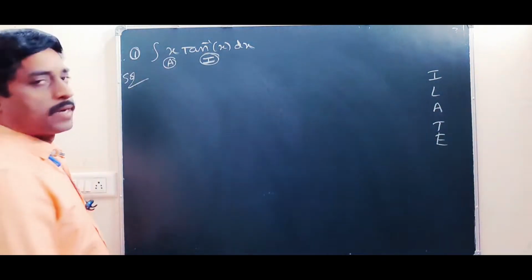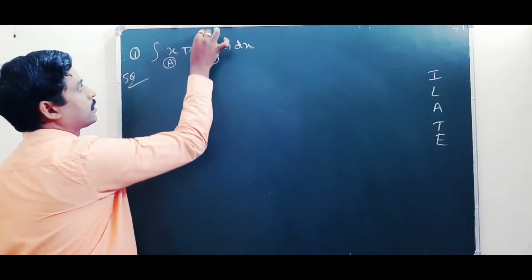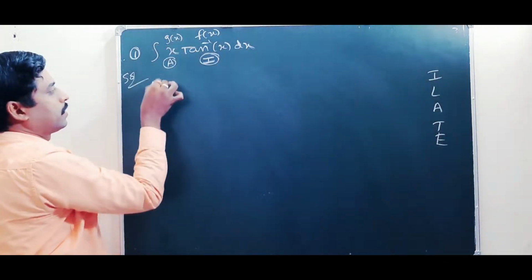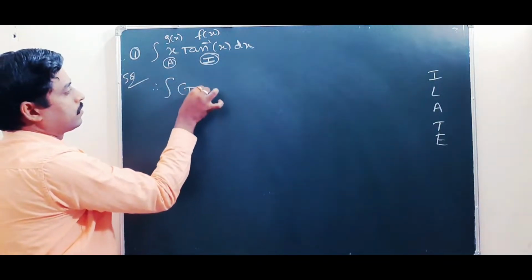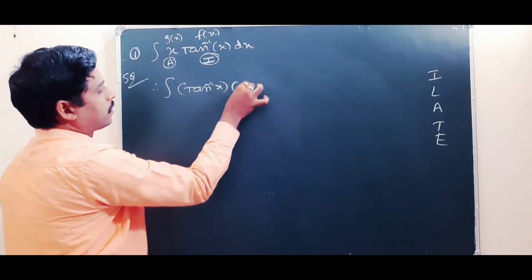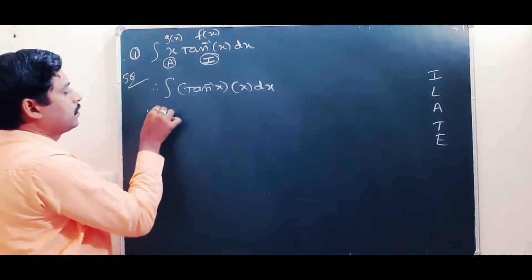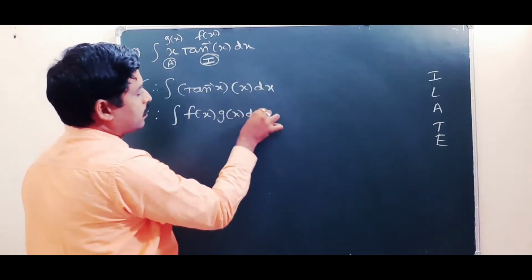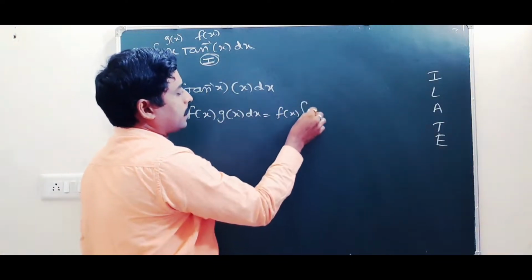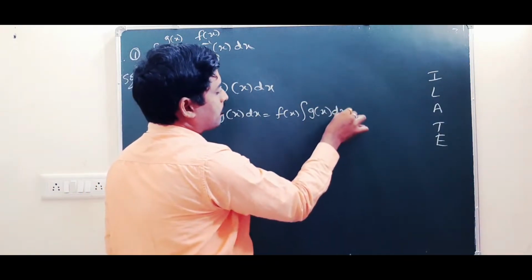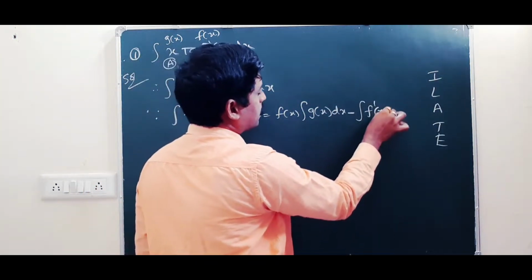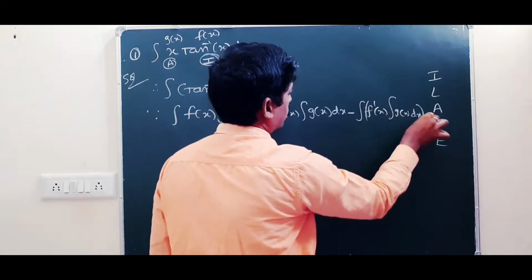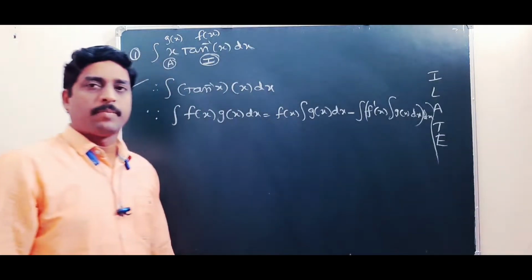Inverse trigonometric function is the first function. Let us take f of x is inverse trigonometric function and g of x is x. Right, correct order. So tan inverse x into x dx. So what is the formula? Integral f of x into g of x dx equals first function into integration of second function minus integral of derivative of first function into integration of second function, whole integration. This is the integral by parts formula.